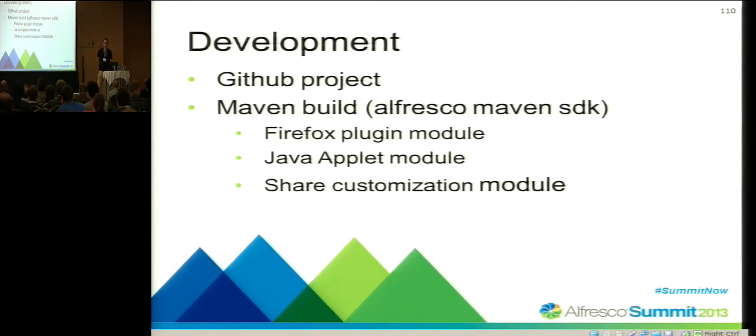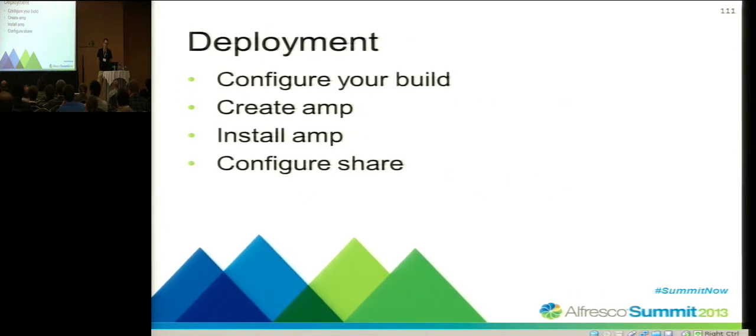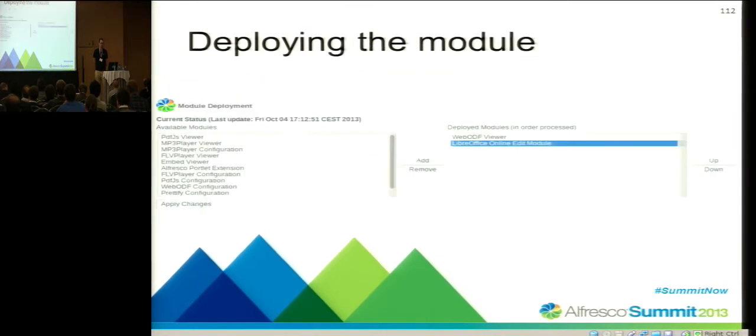This module is licensed as LGPL3 and available on GitHub. It's a Maven build based on the Maven SDK and consists of a few modules to achieve this. As for deployment, it's pretty easy. You configure your build, adding certificates and stuff. You create the AMP, install the AMP, and then you configure your Share. Activating the module is pretty easy as well. You use the module deployment tool in Share, and you just activate it.